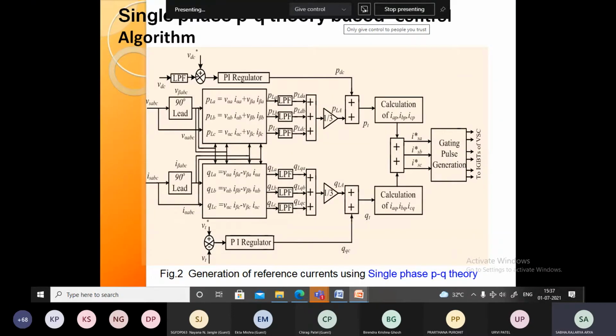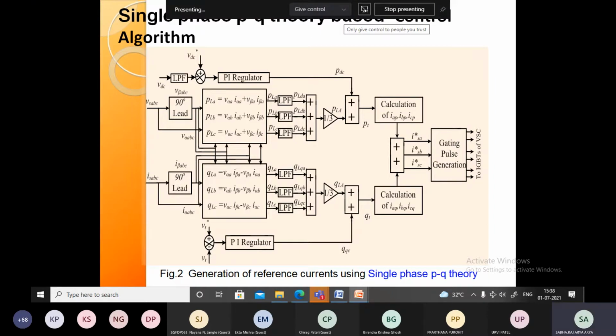Here one algorithm we are going to talk about, that is the single phase PQ theory. In that case, we are going to design this system for the indirect current control principle. I mean, indirectly we want to control the current. For that we need to find out the reference. So to find out the reference we need to do this process. First you can set the DC bus voltage, pass it through LPF, compare with the actual value, compare with VDC reference.